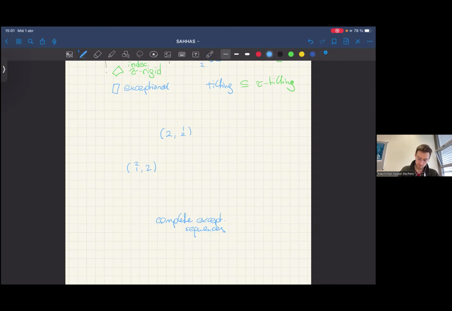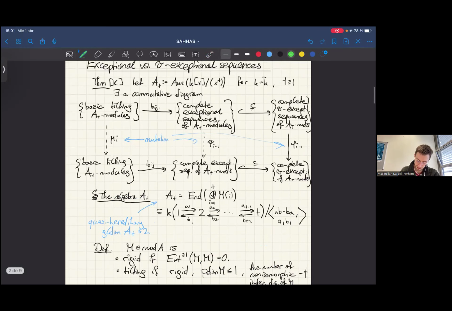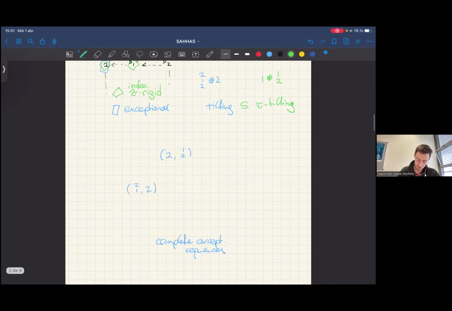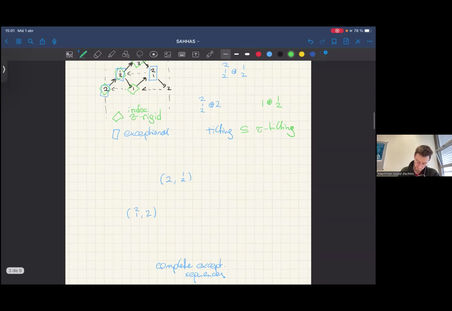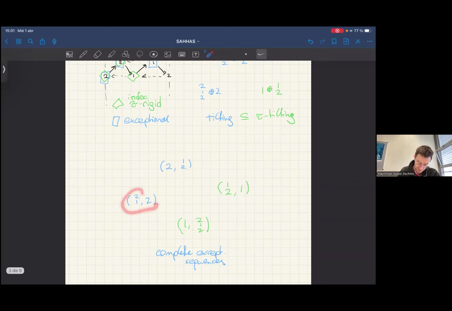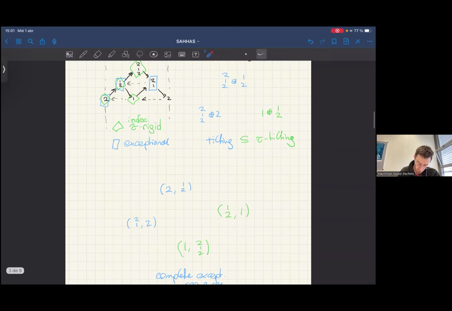In this running example that we have here, I've already spoiled that every exceptional sequence is a tau exceptional sequence. So these two are tau exceptional. However, we have two more, that are 1, 2, and 1, and 1, 2, 1, 2. So we can see that in this tau exceptional sequence, we get a module that is not exceptional.